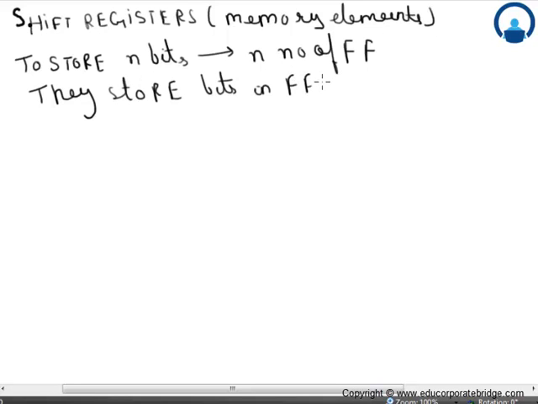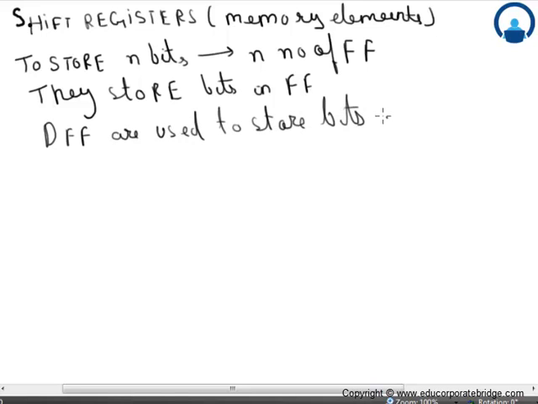Normally shift registers use D flip-flops. These are very key points about how shift registers work. D flip-flops are used to store bits. Other flip-flops can also be used here, but the important criterion is that the flip-flops used to store the bits should always be in D mode.